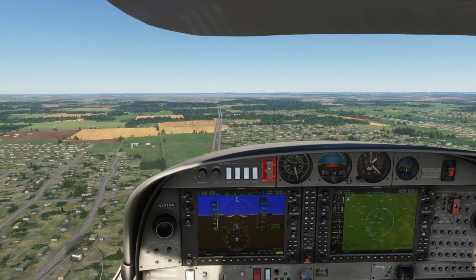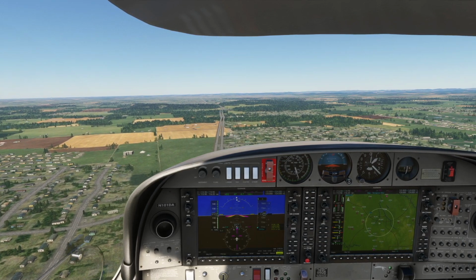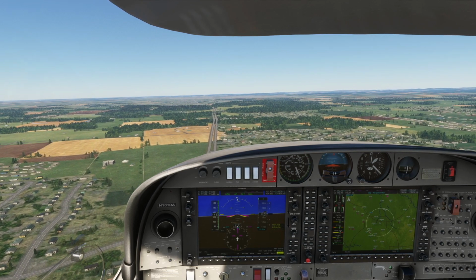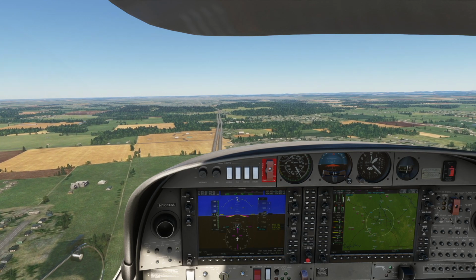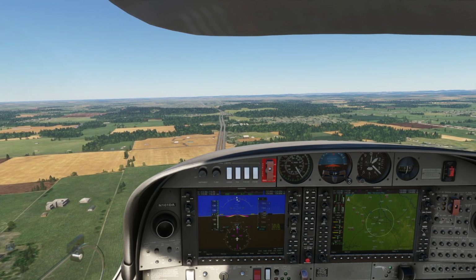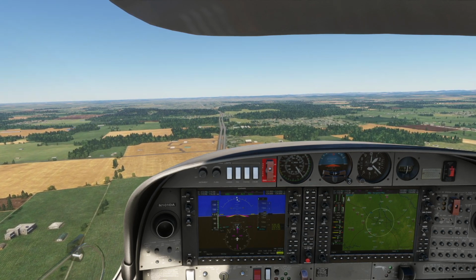As you can see, our flight path is still correct relative to the road here. As I add in a little bit more rudder, we can see that our nose is aligned with the relative wind and the flight path, and we are no longer in a slip. This is ideal.